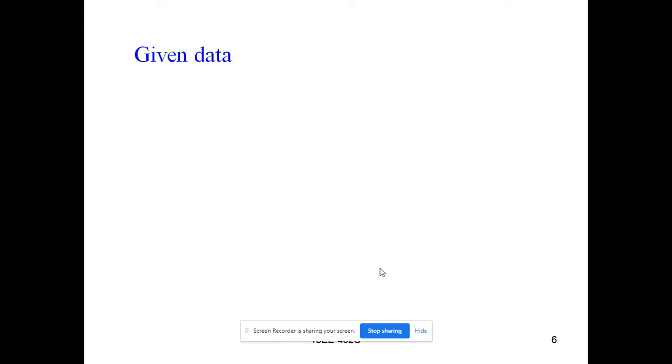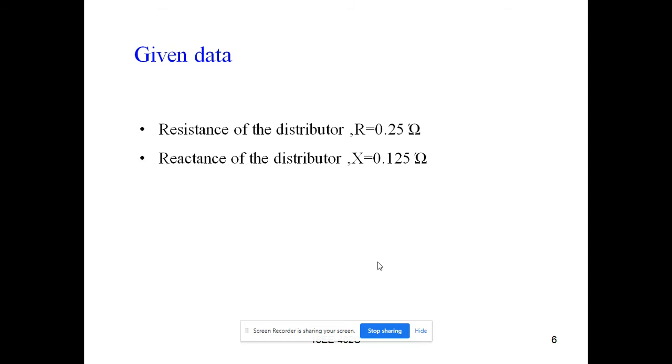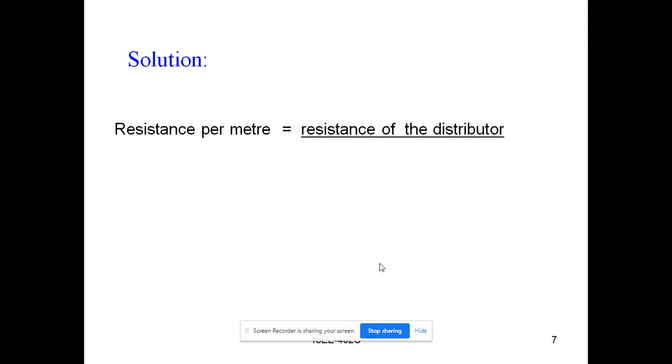Now we write the given data. The resistance of the distributor is R equal to 0.25 ohms, and the reactance is X equal to 0.125 ohms, and the total length of the distributor to and fro is 1000 meters. This means the resistance and reactance are for the total 1000 meters. Now let us solve this.